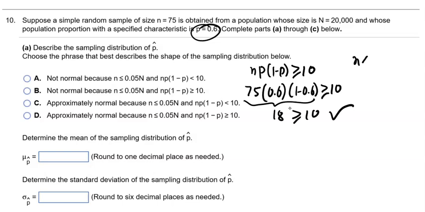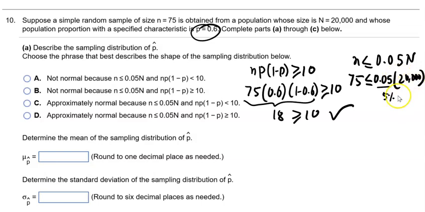Second criteria is n is less than or equal to 0.05 of uppercase N. So n here is 75, is less than or equal to 0.05 of uppercase N, which is 20,000. Remember, this is the 5%. 5% of 20,000 is obviously greater than 75. Even if you multiply 0.05 times 20,000 and see if that's bigger than 75 or not, it is. So this is true. So these two criteria are satisfied.